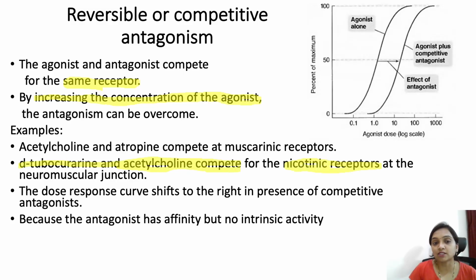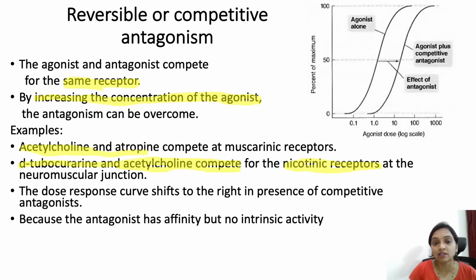In case of neuromuscular, that is NM receptors. So this is one good example. And in case of curarization, for decurarization we give acetylcholine analogs. So one more important example for competitive antagonism is the same: acetylcholine and atropine.